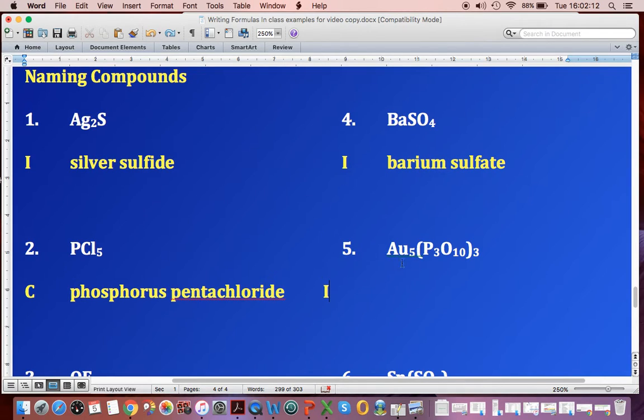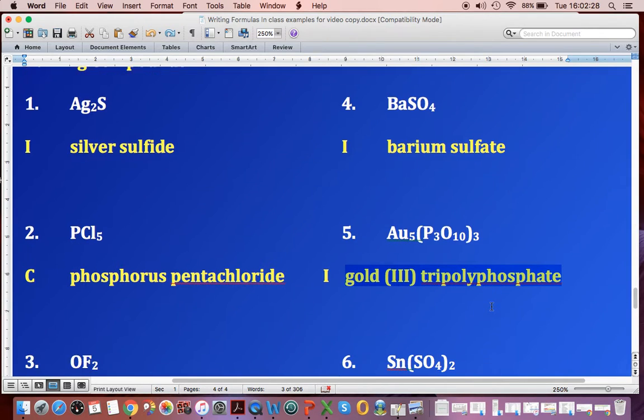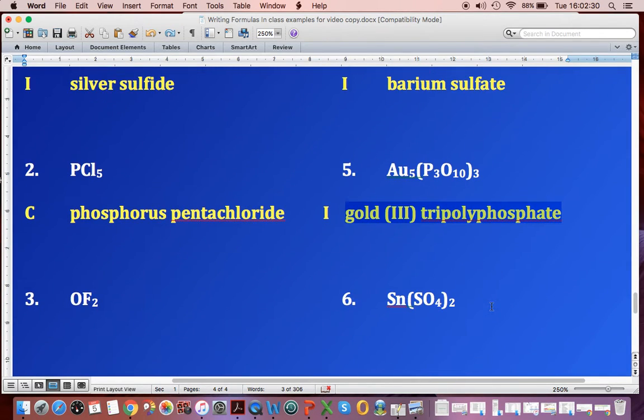Definitely ionic. Gold is a very, very shiny metal, apparently worth something. And it happens to be multivalent. So when I calculate, that 5 came from the tripolyphosphate, the 3 came from the gold, so it's gold 3 tripolyphosphate. 2 more to go.